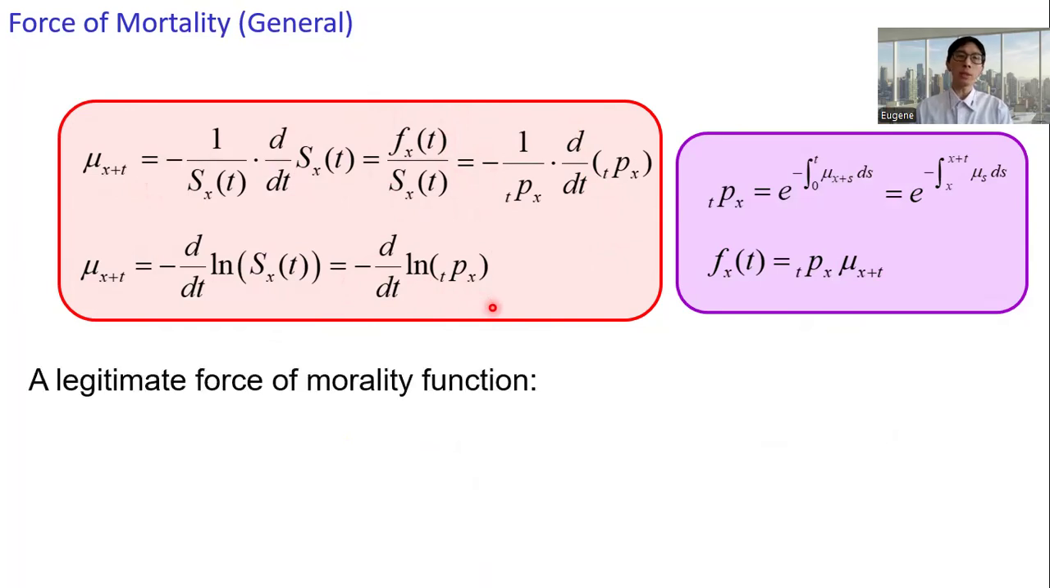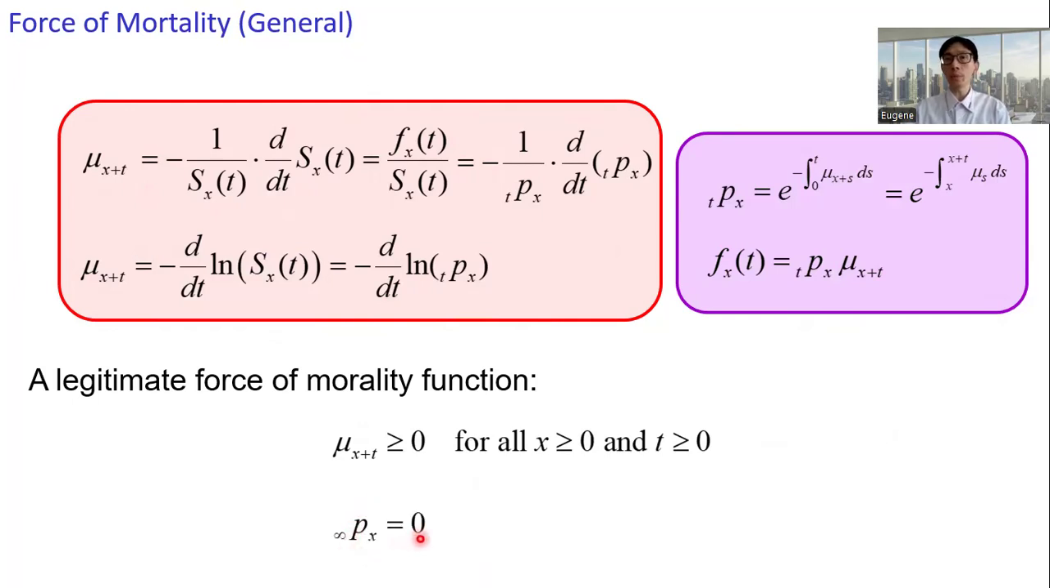All right, some properties related to the force of mortality function. The force of mortality function mu x plus t must be greater than or equal to 0 for all x and t. And then since infinity px equals 0, therefore the integral of the force of mortality from 0 to infinity must go to infinity.